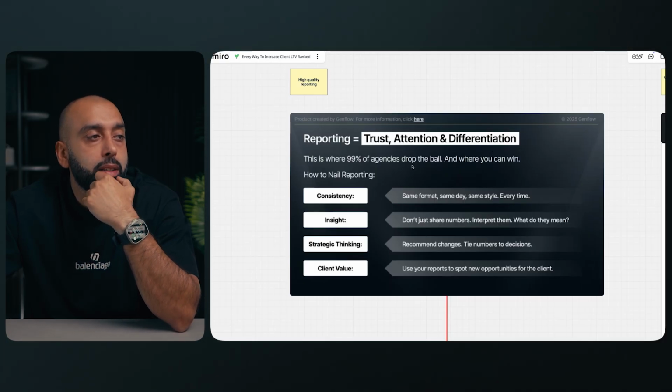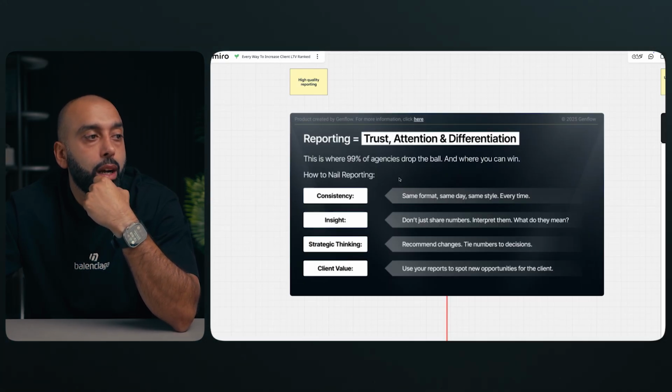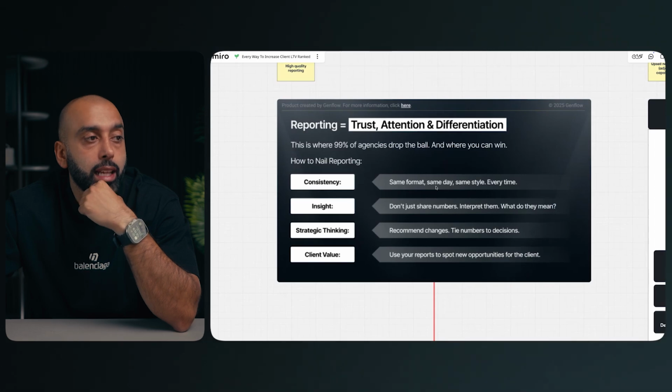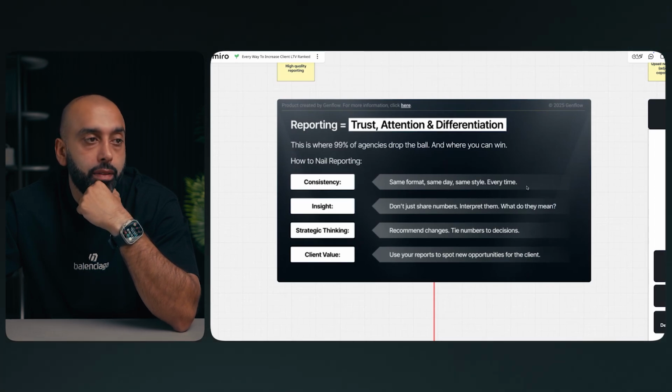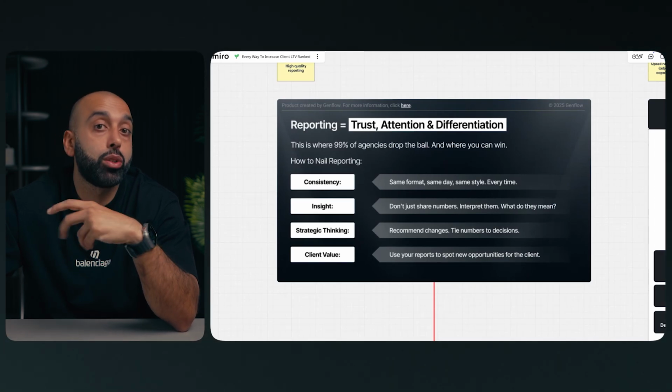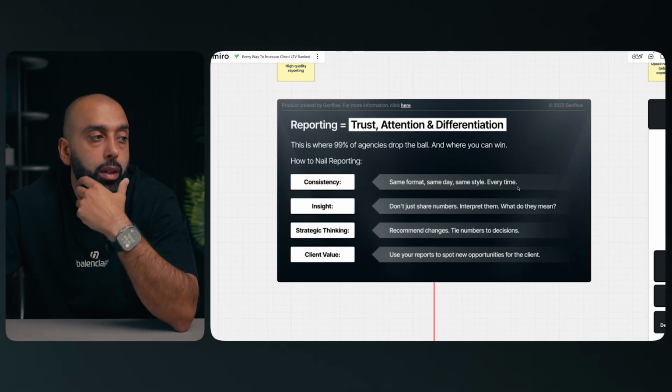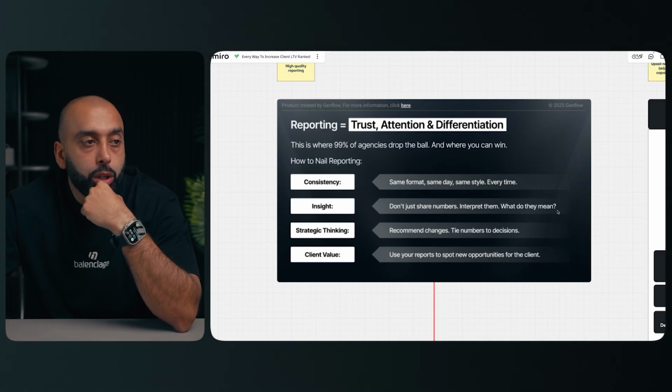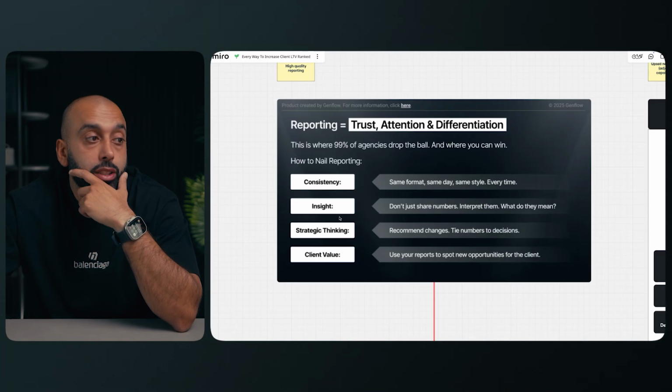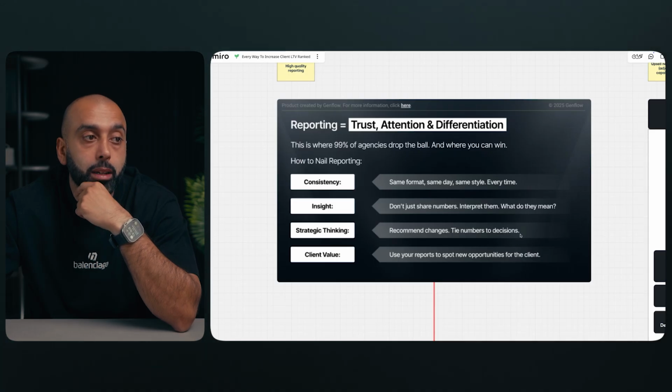This is where 99% of agencies drop the ball and where you can win. How to nail reporting: consistency. Same format, same day, same style every time. You've got to templatize it so they understand what they're going to receive from you. Don't just share numbers, interpret them. What do I mean? It's the insight, the strategic thinking, recommending changes, tying numbers to decisions.